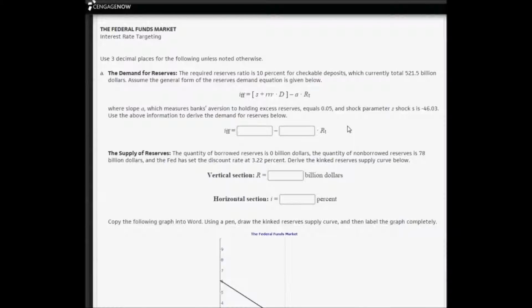In question 7, we're going to build the federal funds market and then show how the Fed targets interest rates. The numbers for the demand curve and the numbers for the supply curve have all been copied and pasted into Excel.